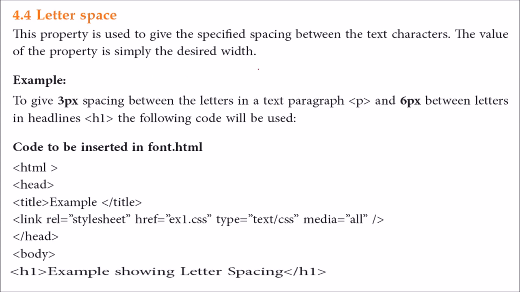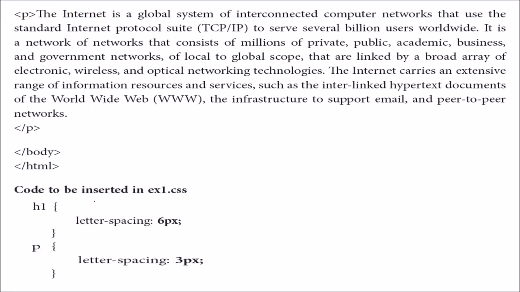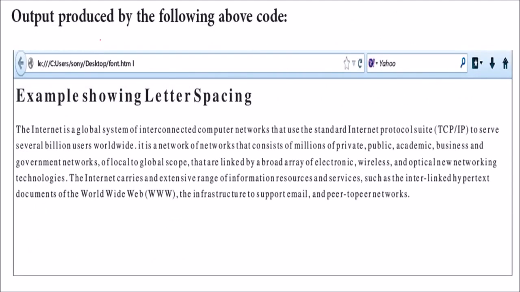Then we have letter spacing. Say this is a word; these are the letters. You can also give the space between these letters. For that, in a paragraph you can give 3 pixels, and in an h1 heading you can give 6 pixels like this. So you have this CSS which is linked, and now this is the code of the CSS. Don't worry about this because we are going to see the practical just now. So h1 will have 6 pixel spacing between the characters, and p will have 3 pixel spacing between the characters, and this is how it is seen. See this spacing, see this spacing.